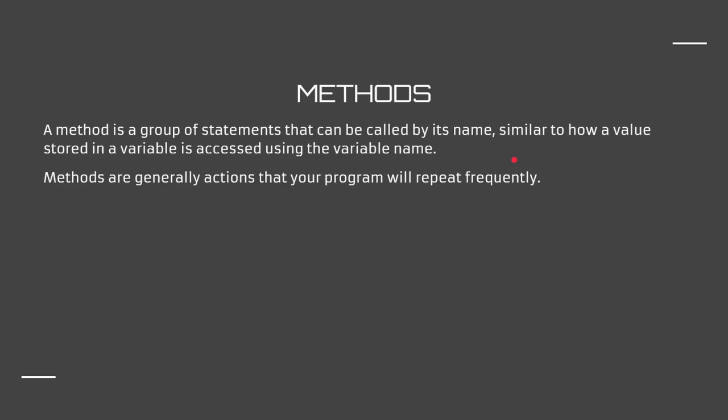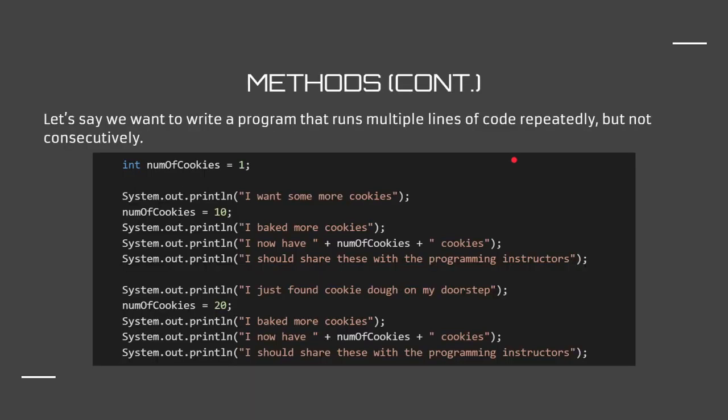All right, so we're going to now learn about methods. So you've heard of the main method, but we still don't really know what a method is. A method is a group of statements that can be called by its name, similar to how a value stored in a variable is accessed using the variable name. Methods are generally actions that your program will repeat frequently. So let's say we want to write a program that runs multiple lines of code repeatedly, but not consecutively.